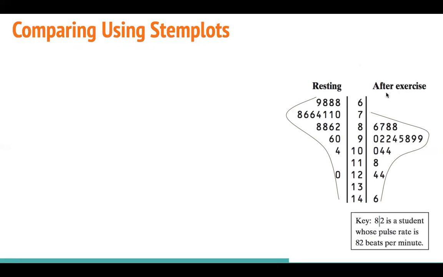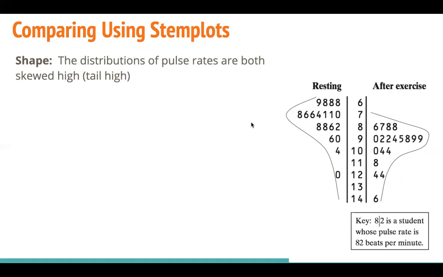This data that I'm looking at right here is data about pulse rate from resting and then after exercise. But I can see that both resting and after exercise have pulse rates that are skewed high. So that's just what I'd write.